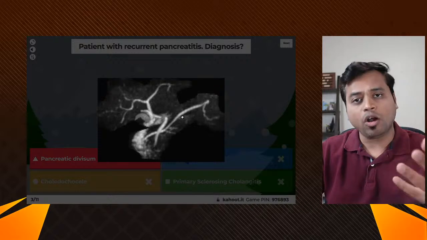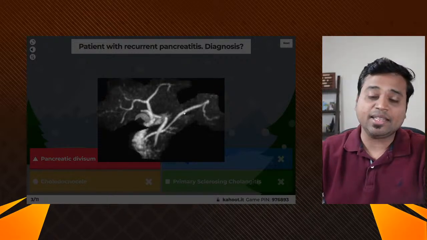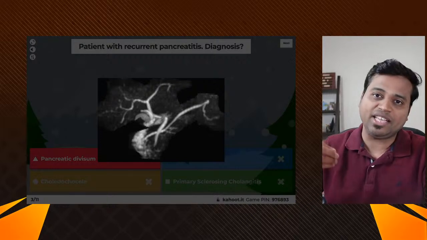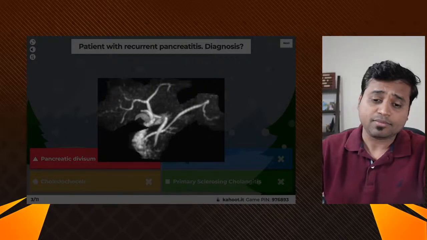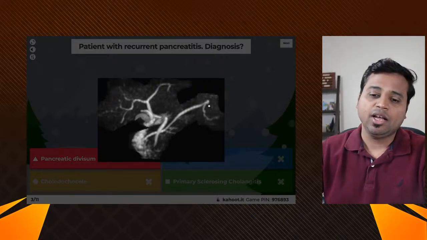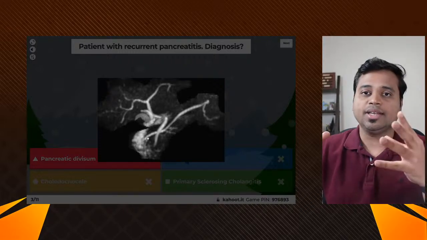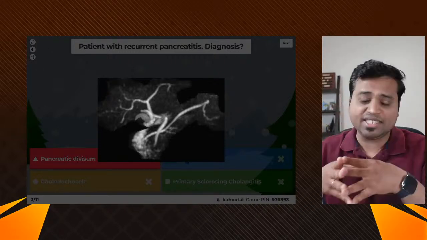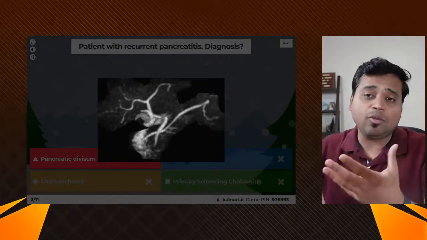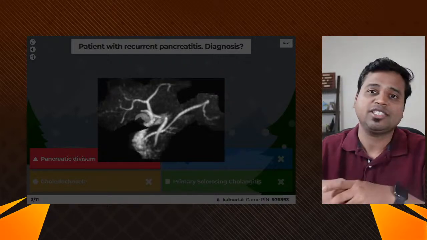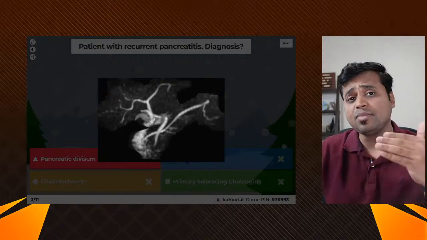However, in normal anatomy, what you'll see is that the main pancreatic duct joins the CBD, and then both of them open at the major papilla or the ampulla. In this case, the pancreatic duct is opening separately. This is what is known as pancreatic divisum. It's an anatomical variant, seen due to failure of fusion of the ventral and dorsal pancreatic buds.